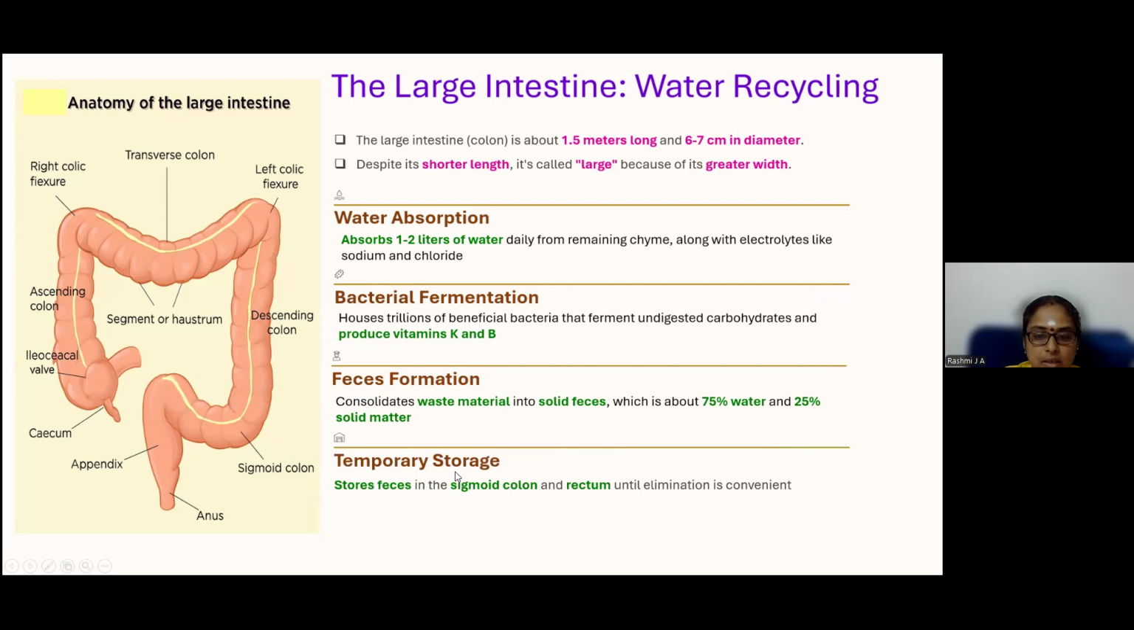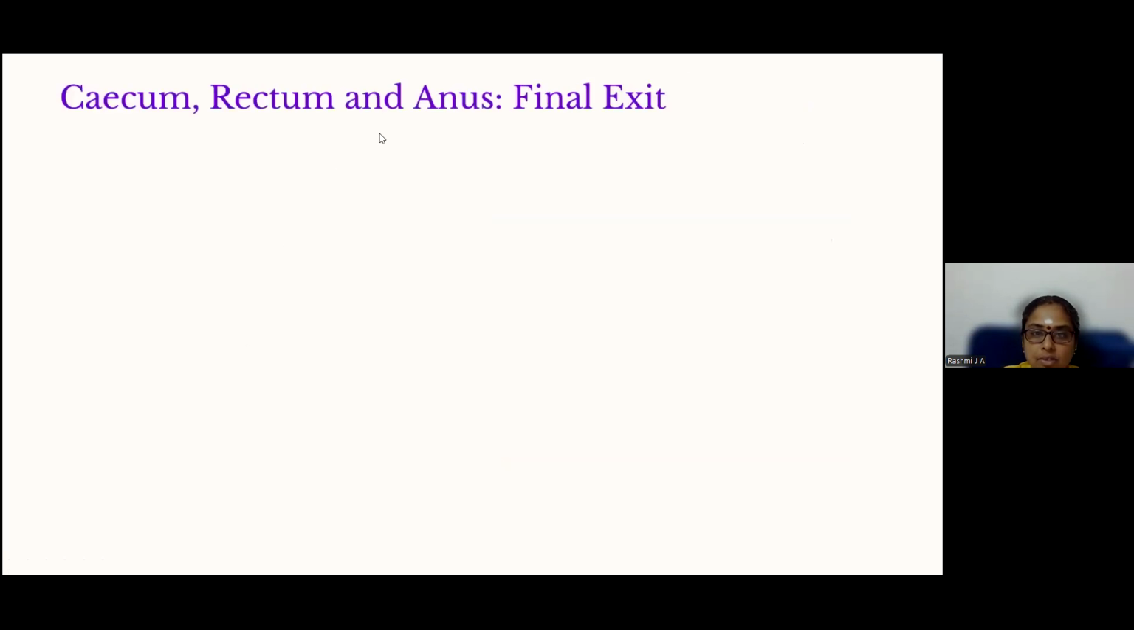Then we have temporary storage. Here it stores the fecal matter in the sigmoid colon and the rectum until elimination is convenient. So this is the part. We have the ascending colon, transverse and descending. When you learn some of the asanas, you will see that in the prone position, mostly they start with the right leg so that you activate the ascending colon. There are certain asanas to be done like that. Then we have the cecum, rectum and anus, the last parts of the large intestine.